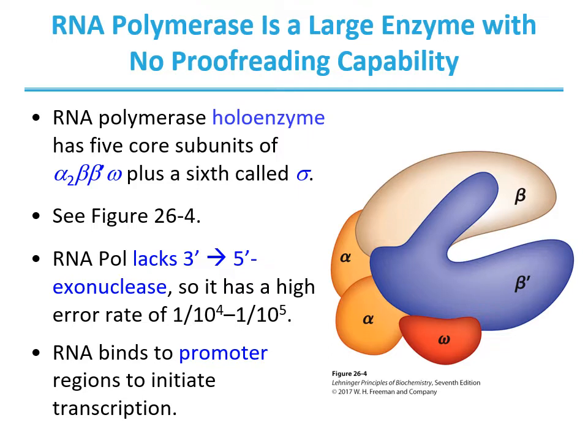The RNA polymerase holoenzyme has 5 core subunits: 2 alpha, 1 beta, a beta prime, an omega, and a sigma subunit. RNA polymerase binds to the promoter region of DNA to initiate transcription.